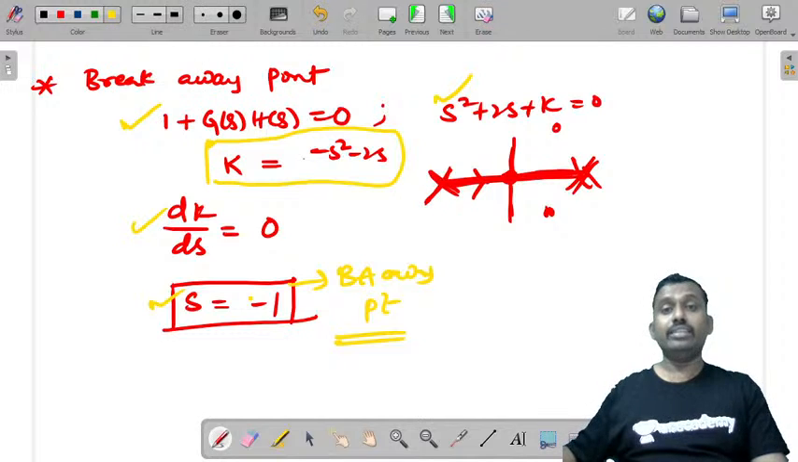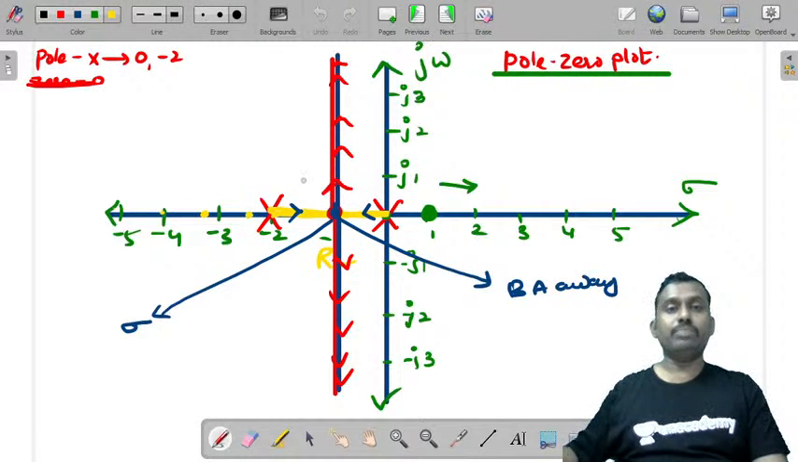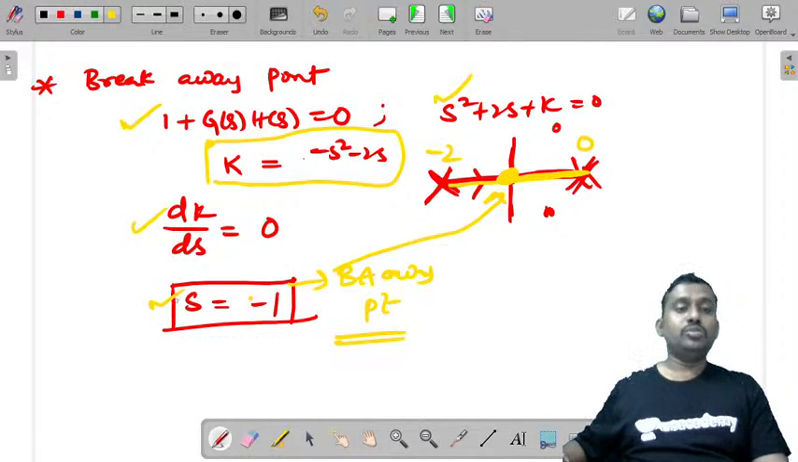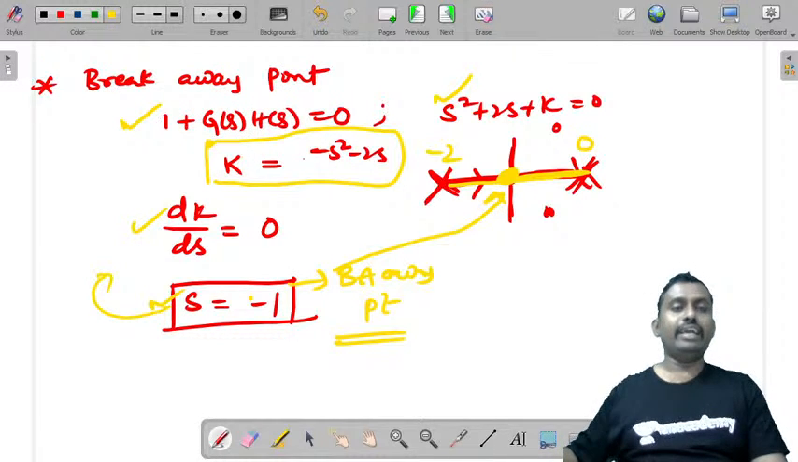If you look at the root locus path, it is between minus 2 and 0. So this was the minus 2 point and this is 0, and the breakaway point is in between them, so it is a valid breakaway point. Check whether it is a valid breakaway point or not: you can substitute this in k, and if the k value is positive, it is a valid breakaway point. If it is a negative value, it's an invalid breakaway point.